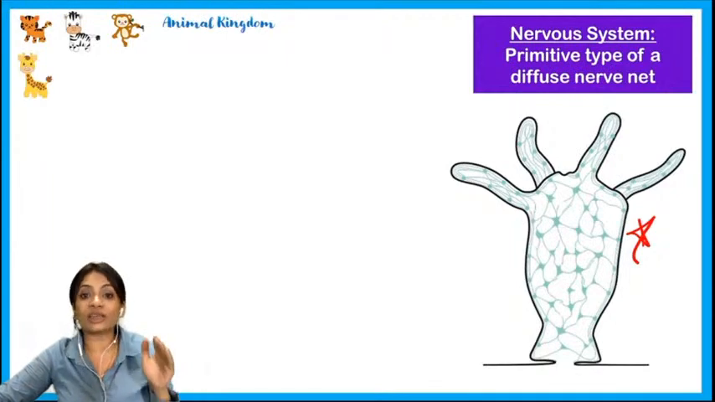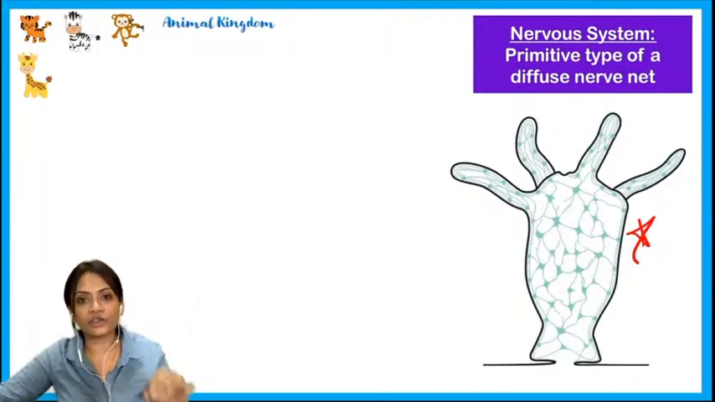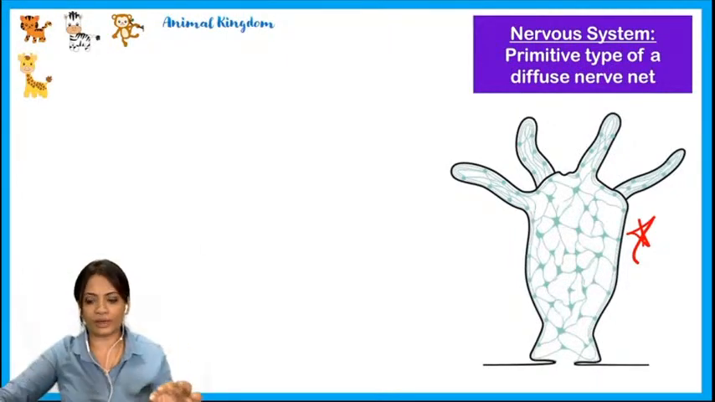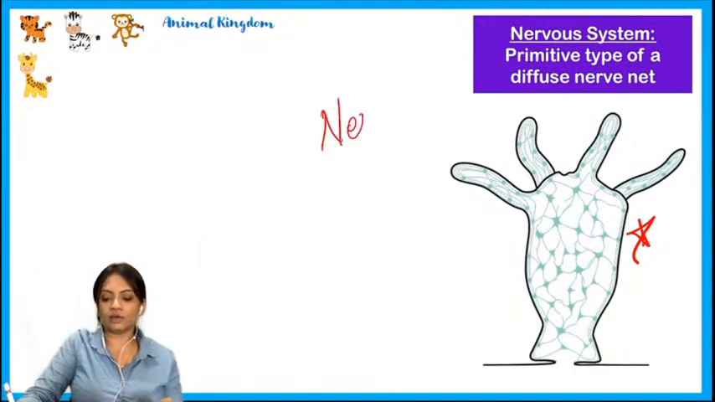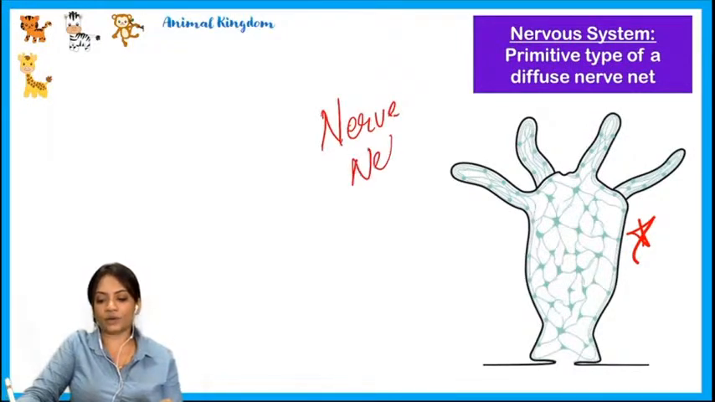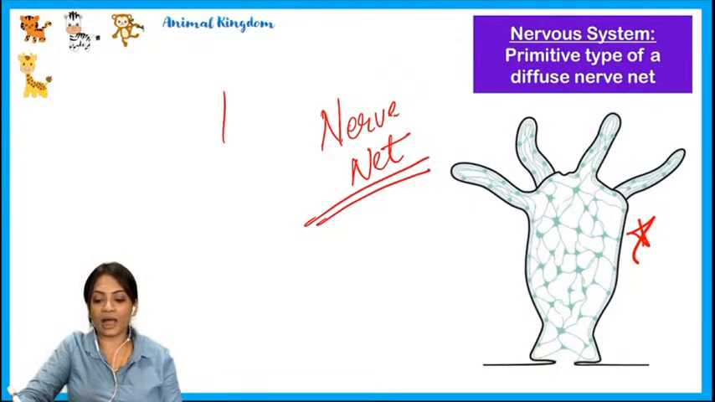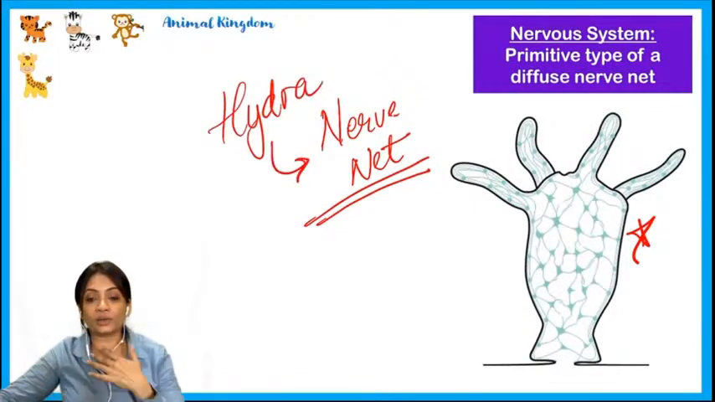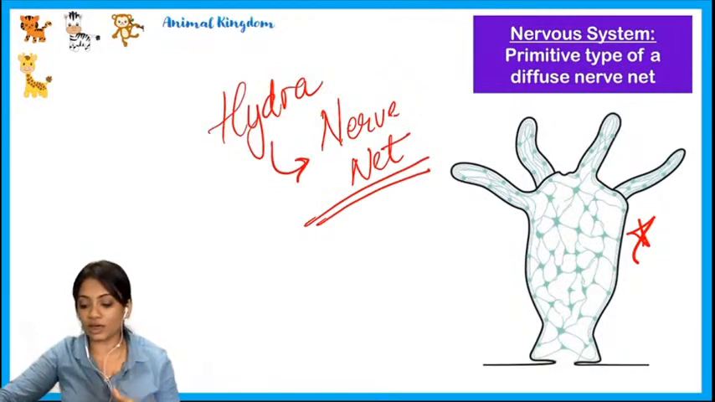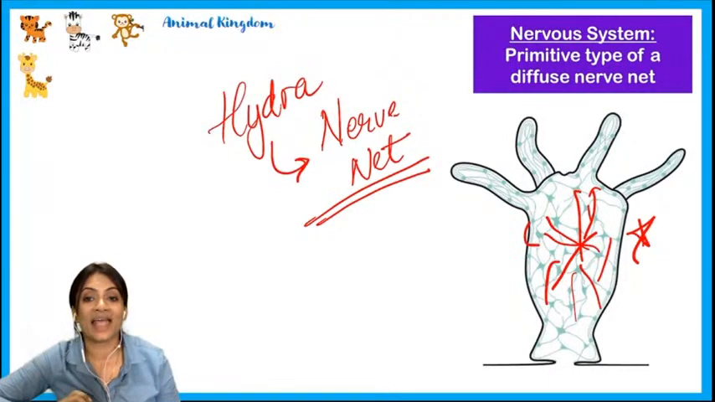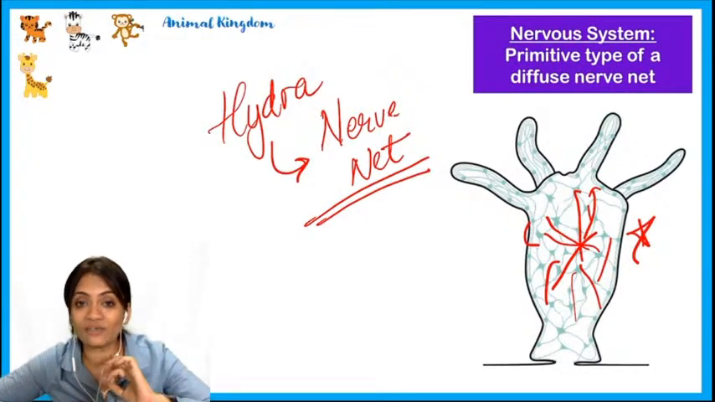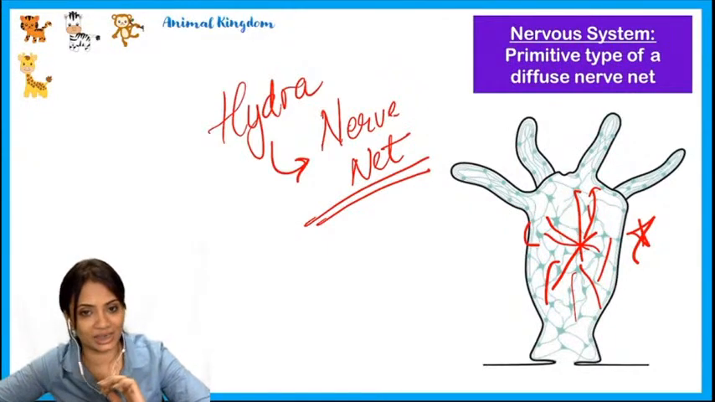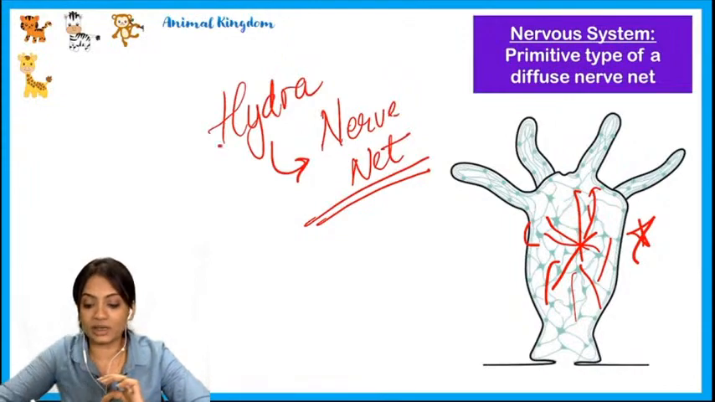Cnidarians are the ones which begin with a nervous system, and the most primitive one is called a nerve net. Hydra has a nerve net, where you can see that all of these neurons are just put together. It looks like a big net, a meshwork, and this is the most primitive nervous system ever seen. A nerve net is present in hydra.